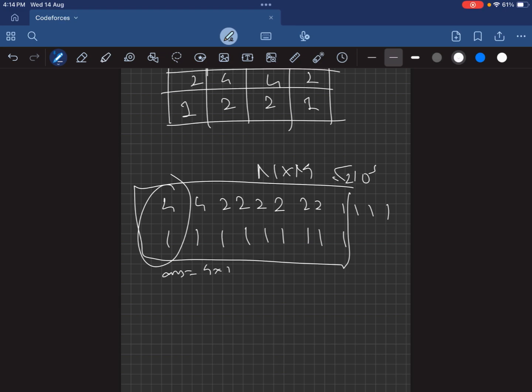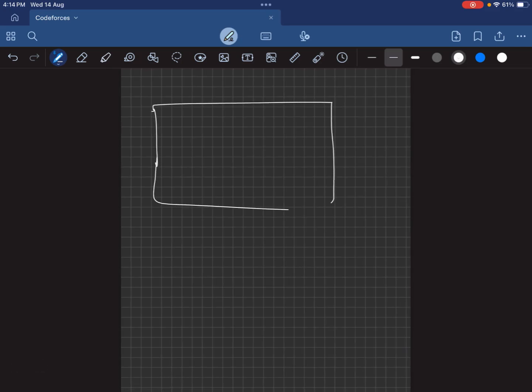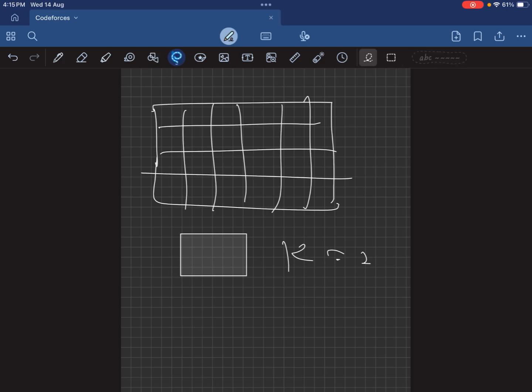So now let's see how we go about this. How do we calculate this value? Let's take an example. Suppose our k is equal to 2. Look at this particular cell.